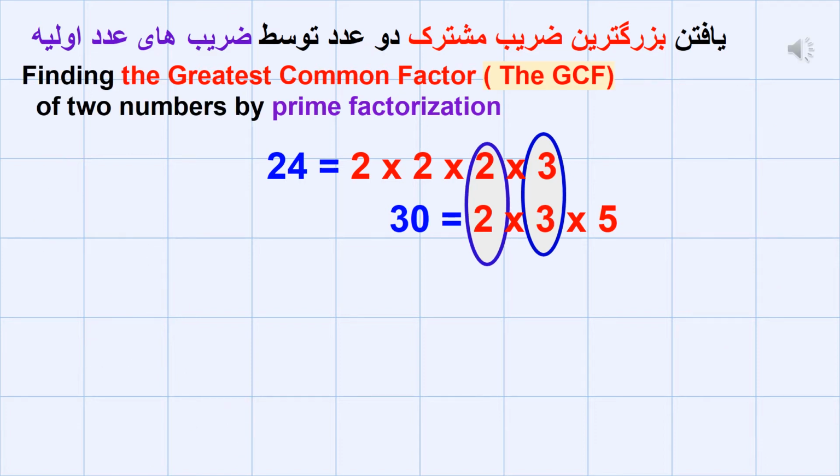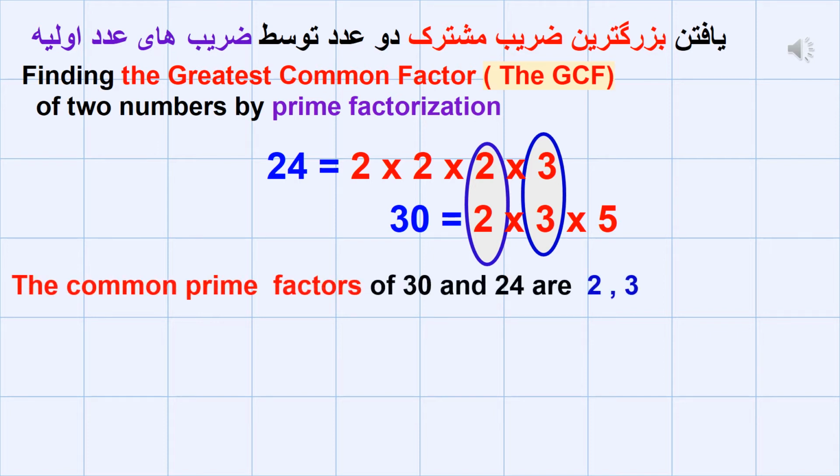So we have two groups of numbers. One is for 24, another for 30. Those groups are the prime factors for 24 and 30, and among those two groups there are two numbers which are common in both groups. Those are 2 and 3. So 2 and 3, which are circled in blue color, are called the common prime factors of 30 and 24.